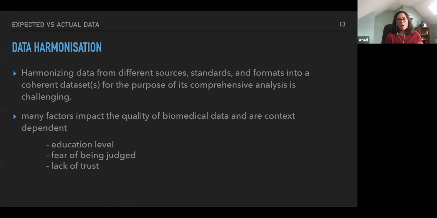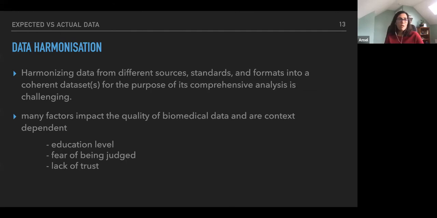This might come with a lot of challenges, and there are a lot of factors that could impact the quality of the data, and the data is very context dependent. There might be a lot of missing data, a lot of incomplete data, and also a lot of data that is wrong, and this could be related to many different factors. One of them is the education level and the process of collecting the data. The process of collecting the data doesn't necessarily take that into consideration.